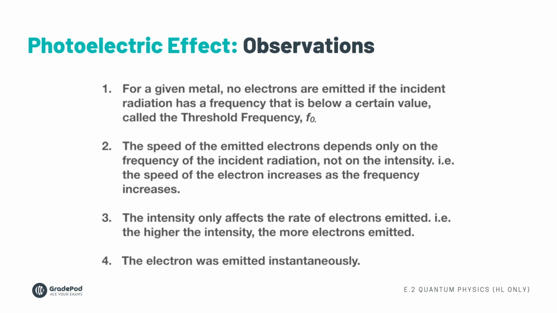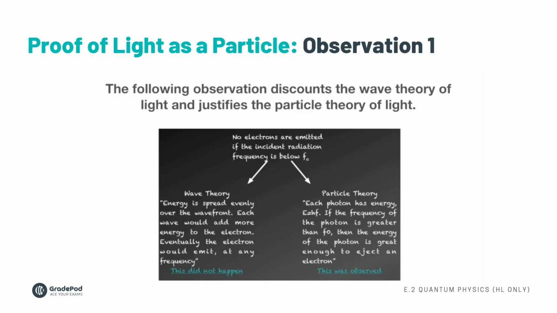3, the intensity only affects the rate of electrons emitted, i.e., the higher the intensity, the more electrons emitted. And 4, the electron is emitted instantaneously. There's no time delay between the photon arriving at the metal and the electron being emitted. It happens instantaneously. And what these observations do is they prove light as a particle.